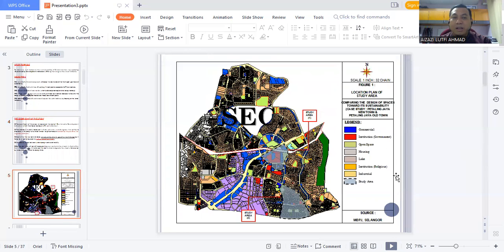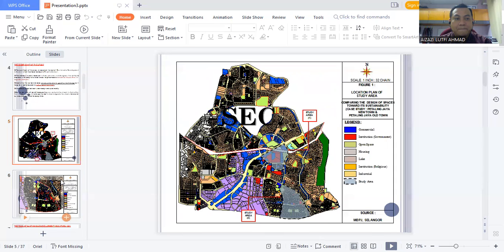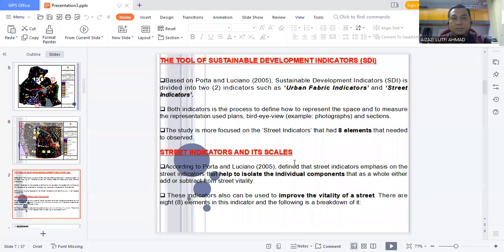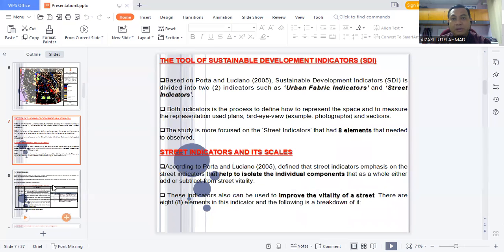This is the site area. The north part is Petaling Jaya New Town, and the southern part is Petaling Jaya Old Town. This is a close-up of Petaling Jaya Old Town. These are the tools for street indicators. There are 8 elements involved in the street indicators.